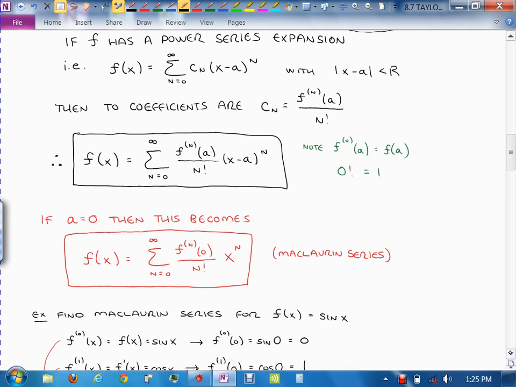So, Maclaurin, Taylor. Maclaurin is a special case of Taylor. That's all it is. All right, so we're going to do our first example. We are going to find the Maclaurin series for sine of x.